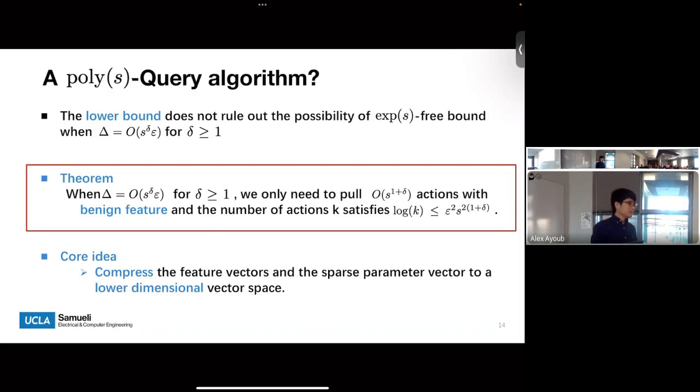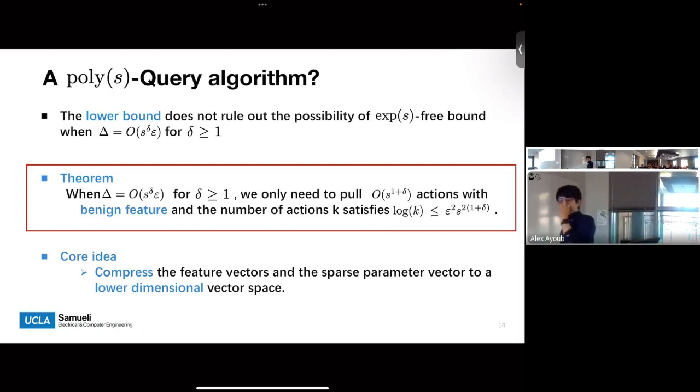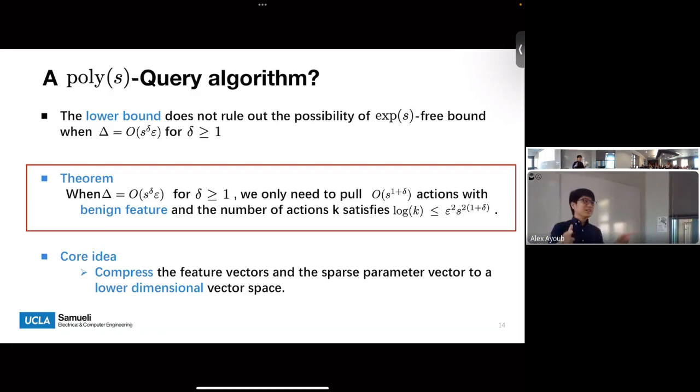I thought J is the number of actions. The number of actions is equivalent to the number of feature vectors, right? Yeah. Okay, not the feature dimension. Okay, sorry about that.